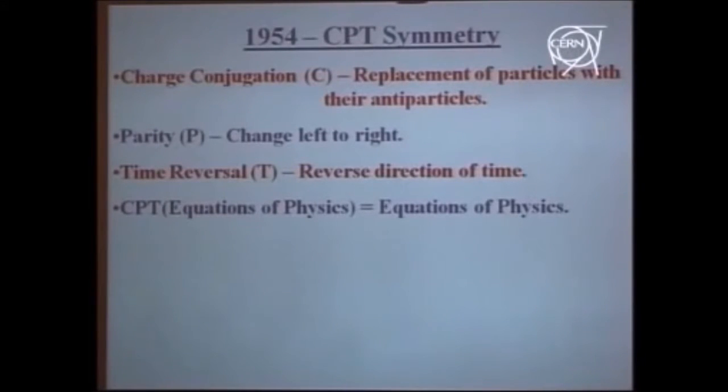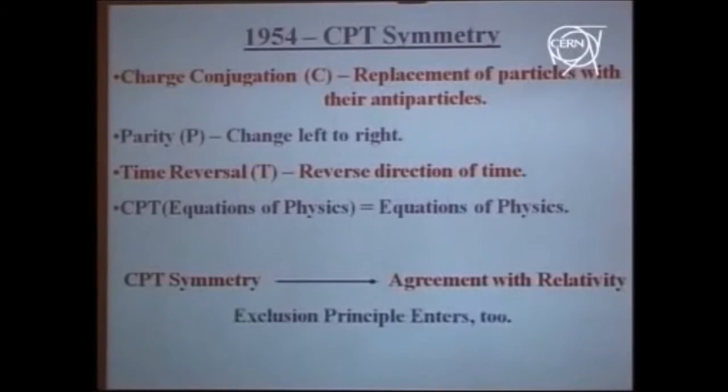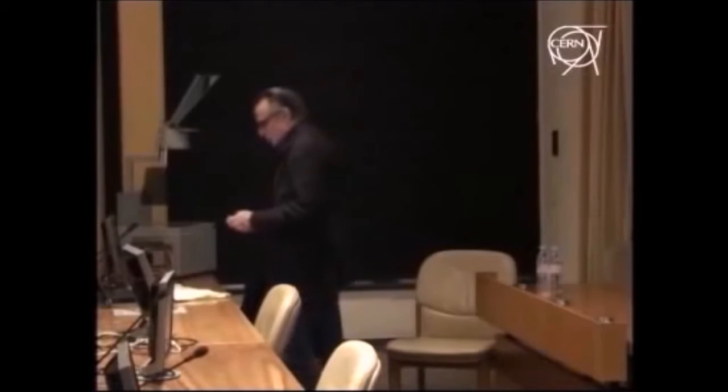Well, okay, big deal. What does this mean? Well, it means agreement with relativity, which is a sine qua non in physics, and Pauli must have been delighted with this because relativity was his maiden love in physics. And the exclusion principle enters too, in that one has to distinguish between collections of particles with integral and half-integral spin. Indeed, CPT is of cosmic importance because it says that if you apply the CPT operation to our universe, you get another universe which is indistinguishable from ours.